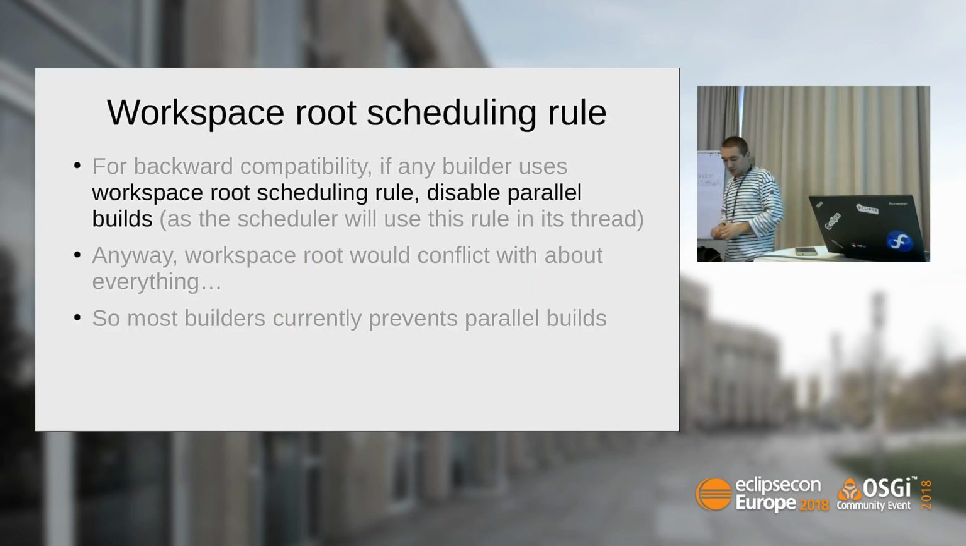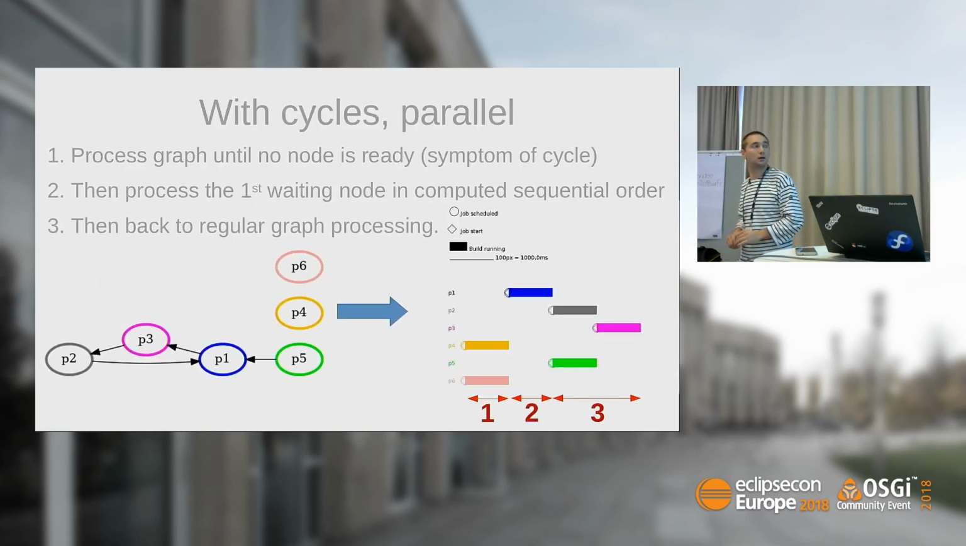The workspace root scheduling rule, the root of evil is that it's very, yeah? The slide before, P5 was built before the cycle. No, it was built, P1 is built first, okay. And then once P1 is built, it basically builds this subgraph, okay. And P5 is ready to be built because it only depends on P1. Okay.